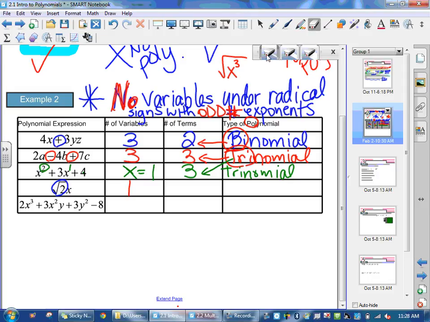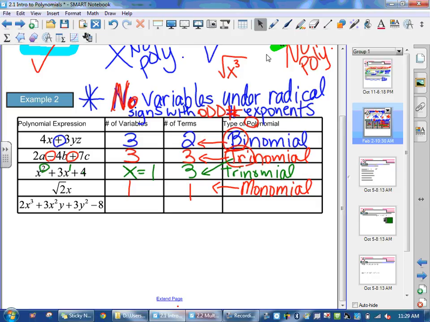Let's check our rule. Are they attached, sitting side by side, or is there a plus or subtract sign between them? They're attached side by side. They make 1 term. So what's a 1 term called? Monomial. The mono means 1.